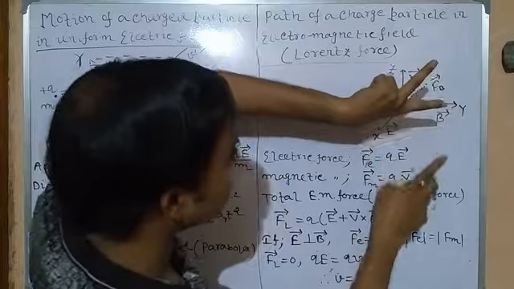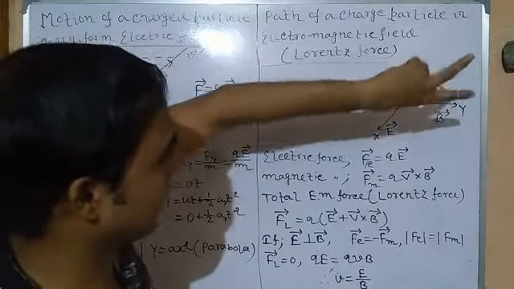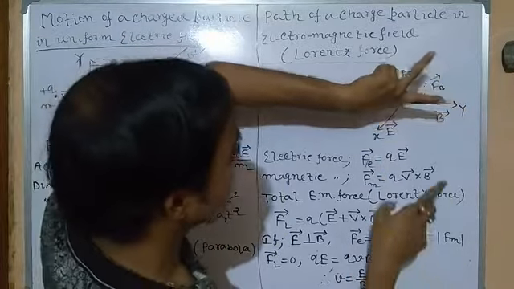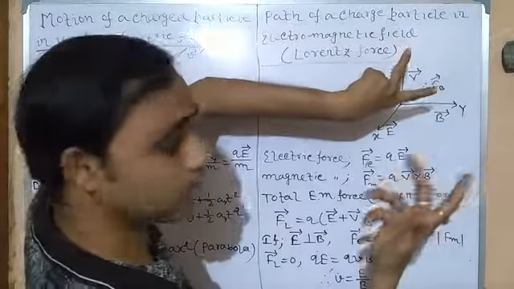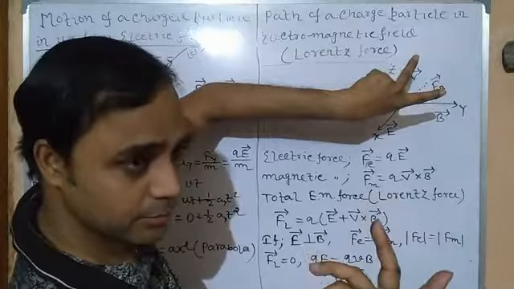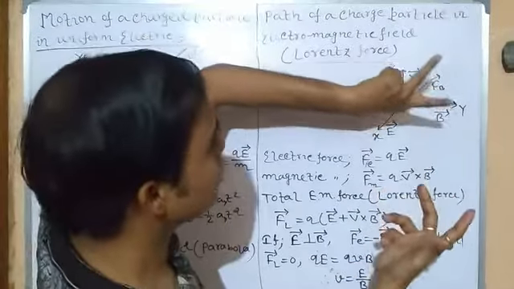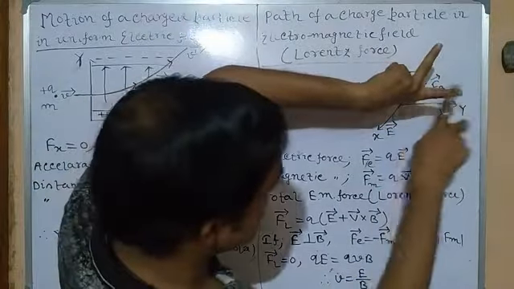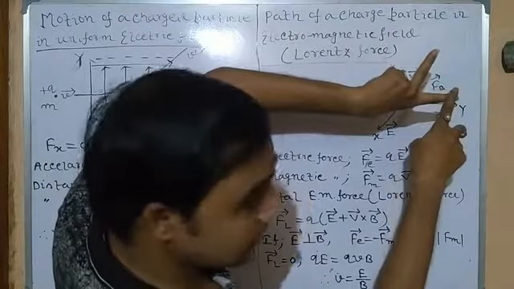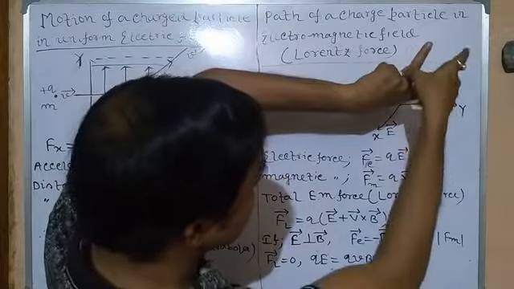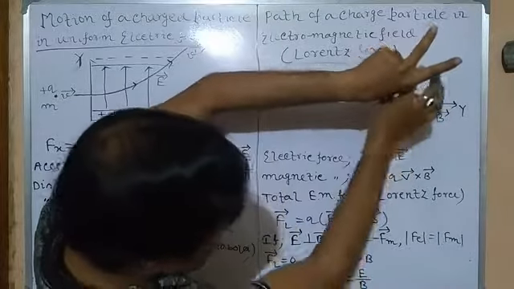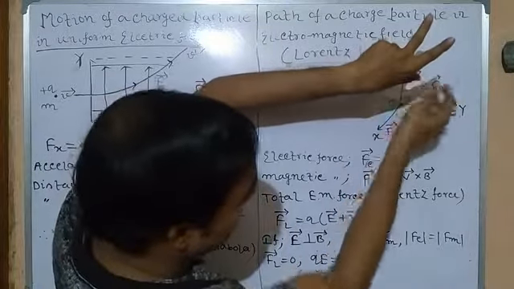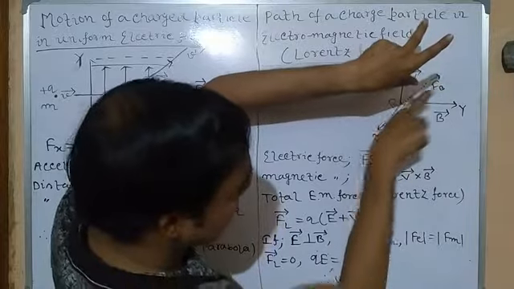Clear? I have to twist the hand. This is the velocity of the charged particle, which is nothing but the current, because we all know that moving charge means current. So this is the direction of the magnetic field, the index finger; the middle finger indicates the direction of the charged particle. So you can see the left thumb will indicate the direction of the magnetic force.